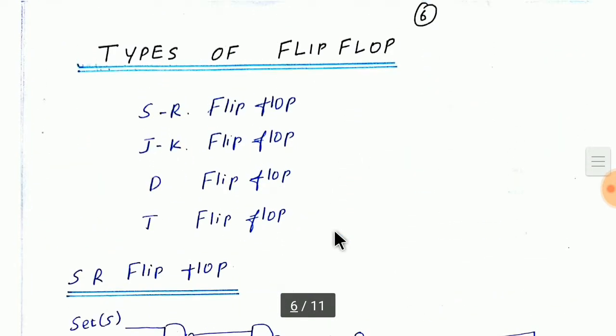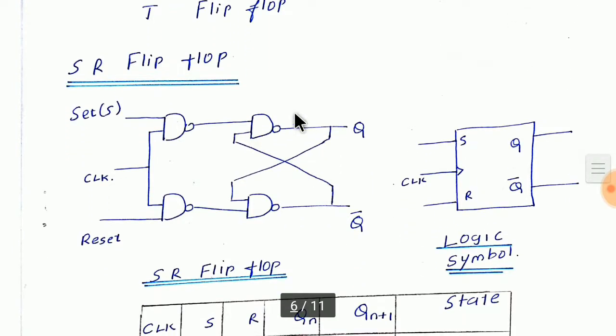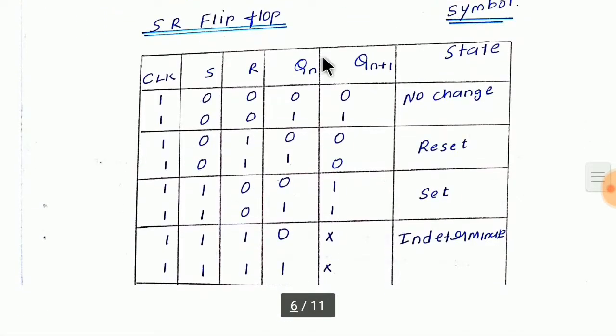Now we are going for types of flip-flop. There are 4 types of flip-flop. They are SR, JK, D and T. So this is our SR flip-flop, where this is the block diagram with S, R, clock, and this is the circuit diagram. This we have already discussed. That is, for 0, 0, it will act as memory. For 0, 1, it will perform the reset operation. For 1, 0, it will perform the set operation. For 1, 1, it is going to be indeterminate, forbidden or not used state.